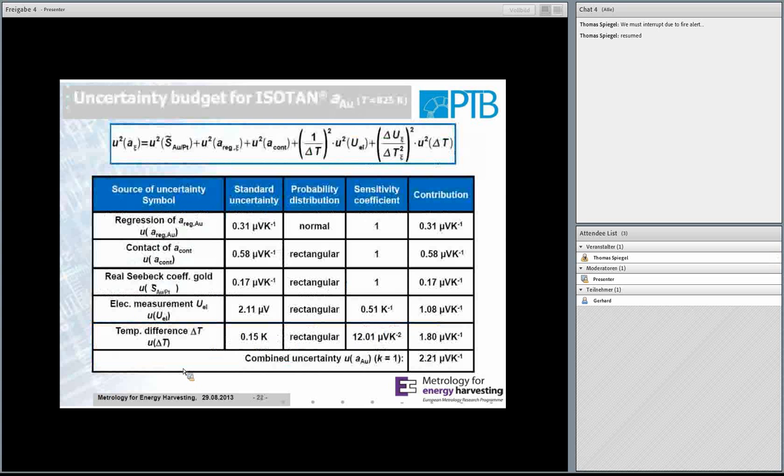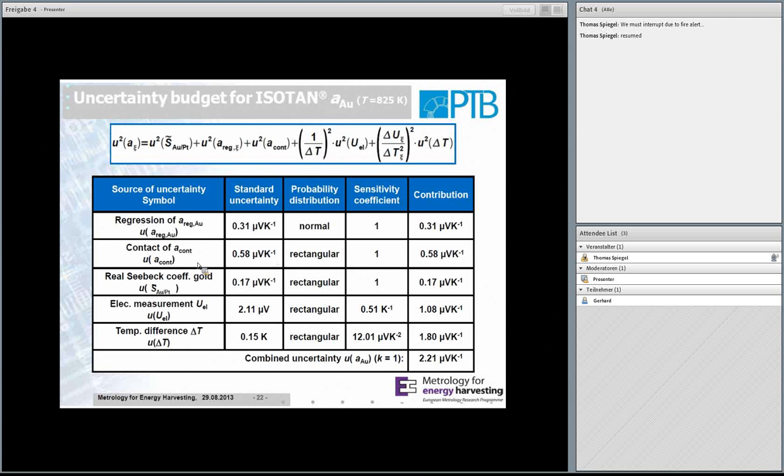So now we have all parts of the uncertainty. Here's the formula again, and then we had a look at the uncertainty. Of course, the linear regression is purely mathematic. So you get your standard uncertainty of 0.31 microvolts per Kelvin. The sensitivity coefficient is, of course, 1.